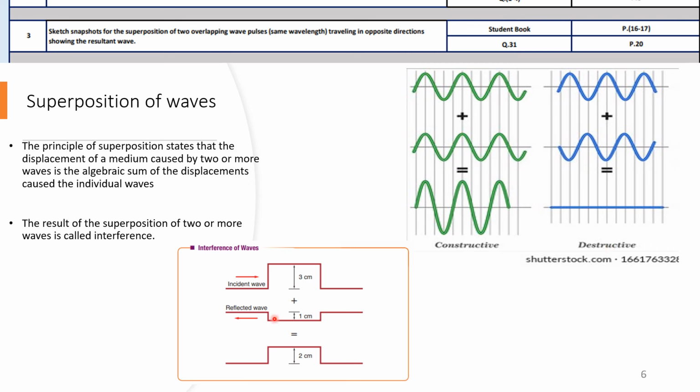In the book, they discuss an example where an incident wave with an amplitude of 3 centimeters is facing another wave with an amplitude of minus 1 centimeter because it's down. So the resultant here is 3 minus 1, which is 2. And that's what we mean by superposition of waves.